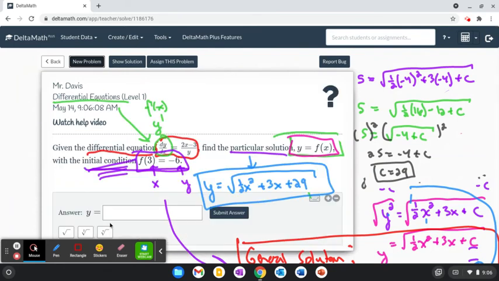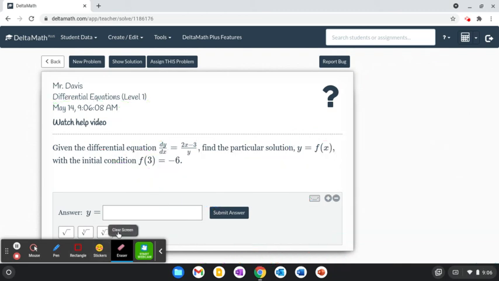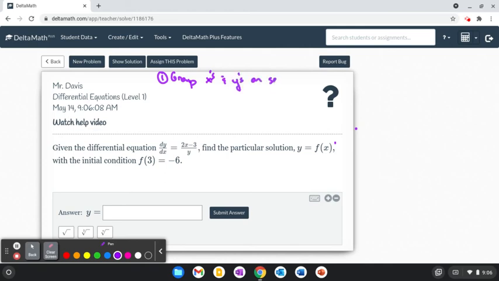So I'll go through this again, walk out the steps here. Once you get the hang of this, it really isn't bad. So I guess if I were to just go ahead and write out steps, if you're a step person. All right, so first step is going to be to group x's and y's on separate sides.